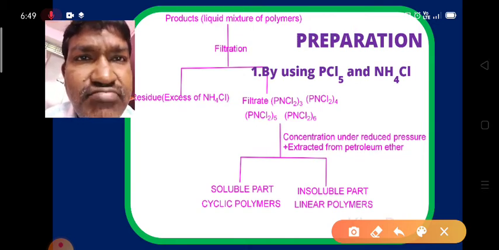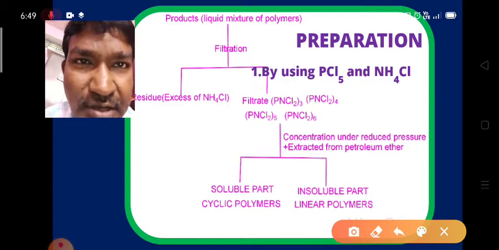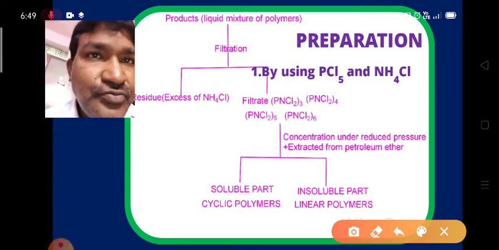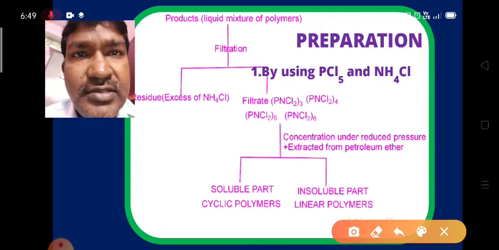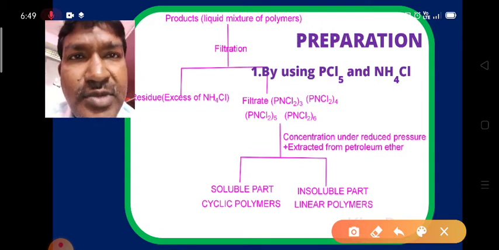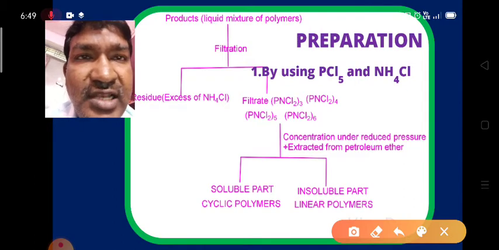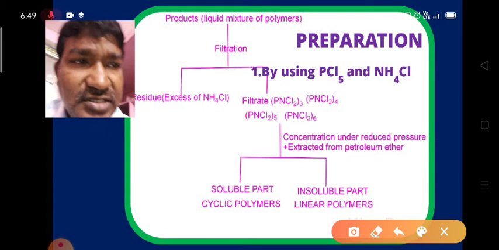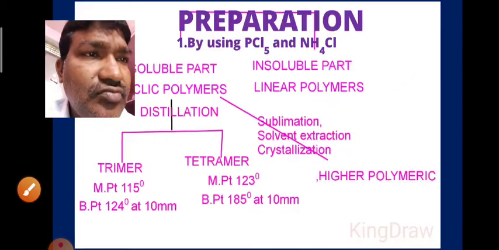Cyclic polymers dissolve in petroleum ether, and linear polymers do not. These phosphazenes may exist as cyclic polymers or as linear polymers, as we have learned in the silicones, okay? So cyclic polymers dissolve in the petroleum ether, whereas the linear polymers do not.